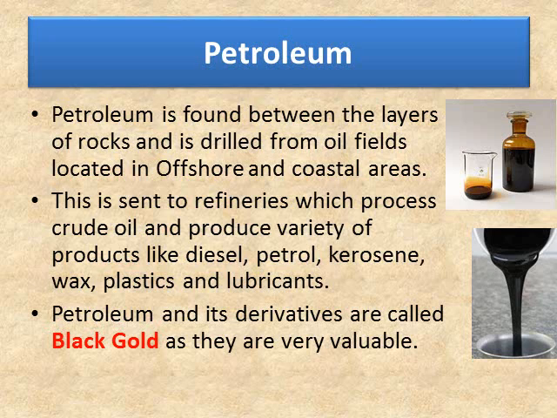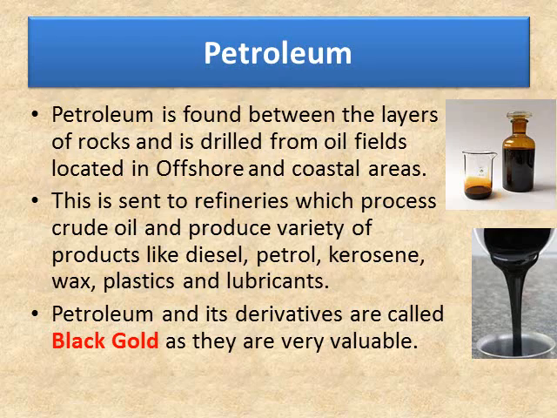You can see a sample of petroleum in the picture that is given. This is sent to refineries which process crude oil. Crude oil is what we are getting from the drill and produces a variety of products like diesel, petrol, kerosene, wax, plastic and lubricants. So from this crude oil, we can separate out diesel, petrol, kerosene, wax, plastic as well as lubricants. Petroleum and its derivatives are called black gold as they are very valuable. It is called black gold.